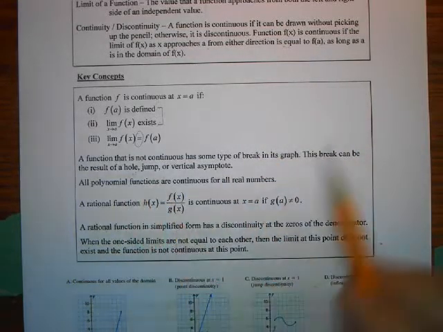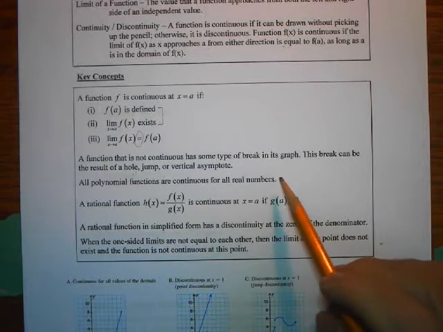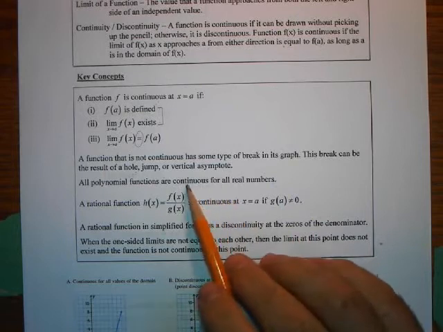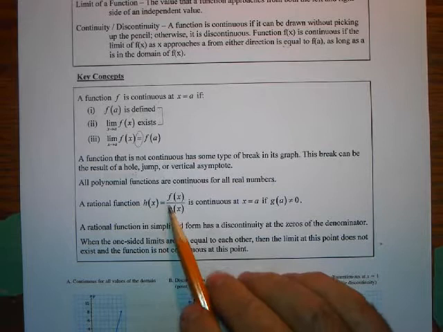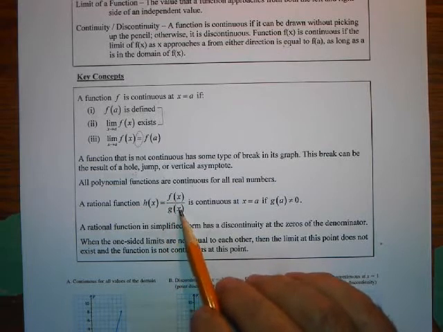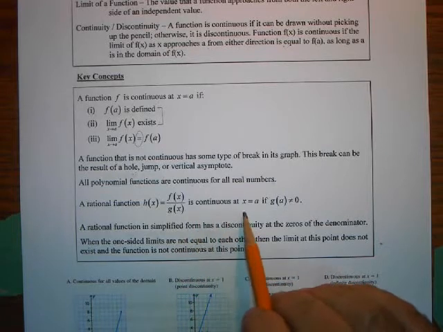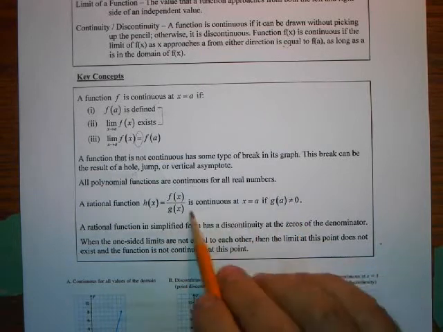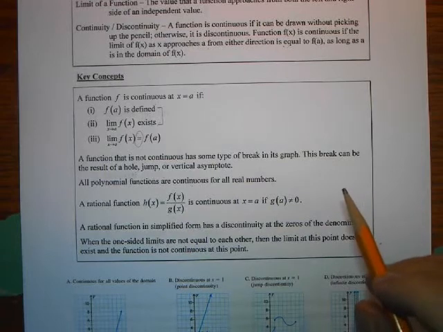Next part, polynomial functions are continuous for all real numbers. So that was also true of the limit for any real number. At f of any real number, the limit exists and it's always continuous. Okay, a rational function where you have two polynomial functions dividing is continuous at x is equal to a, providing that the value of g of a is not 0. Obviously, divide by 0 would throw a wrench into that.